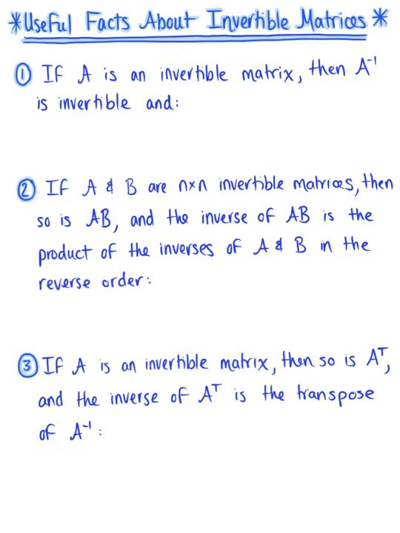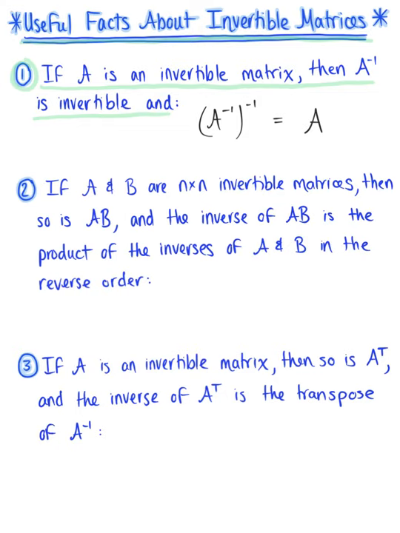The following theorem provides us with 3 useful facts related to invertible matrices. So our first useful fact is that if matrix A is an invertible matrix, then the inverse of matrix A is invertible, and the following property holds true. And that's that the inverse of the inverse is equal to matrix A. And we'll look at the corresponding proof to this useful fact momentarily.